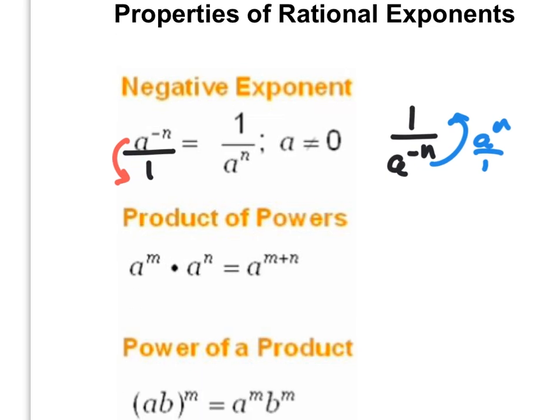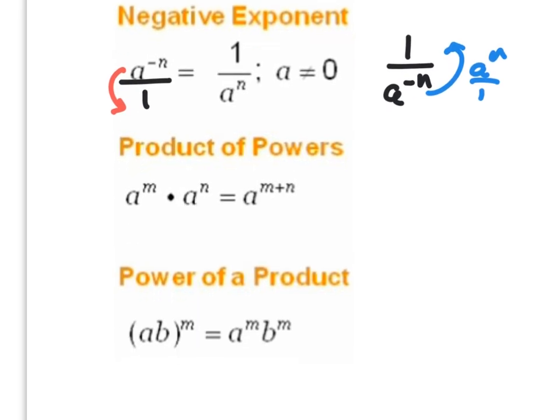Okay, if you have a product of powers, and this means that if you've got some number a raised to a power and then multiplying that by another a raised to a different power, then you're going to add your exponents, okay? So when this happens, you're going to add your exponents, all right?